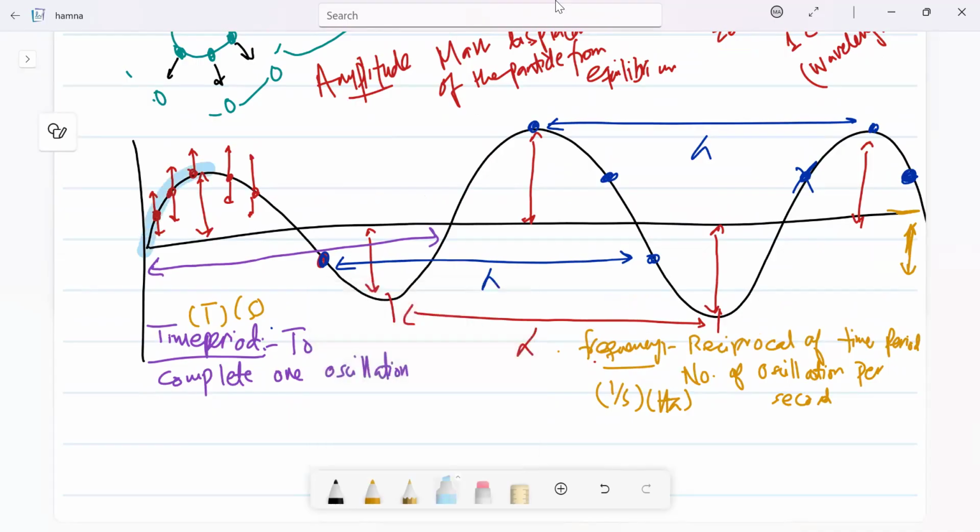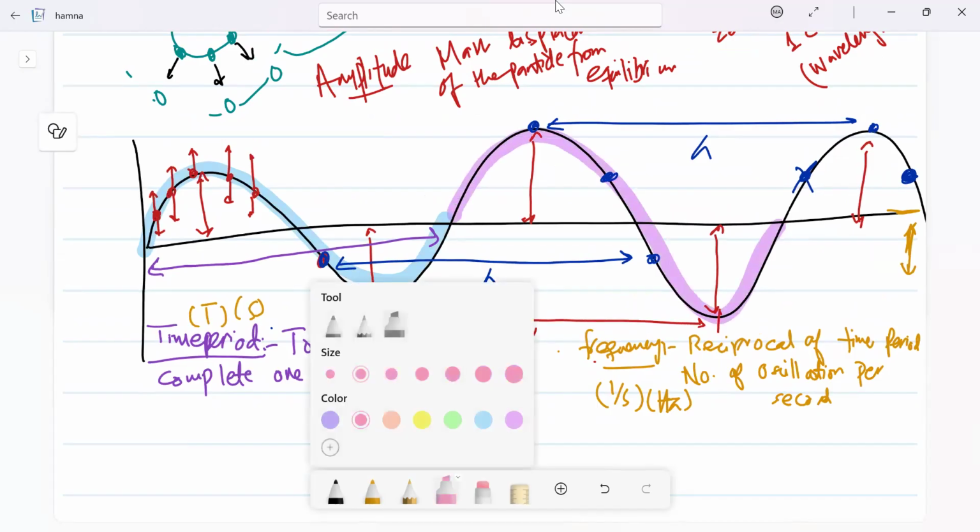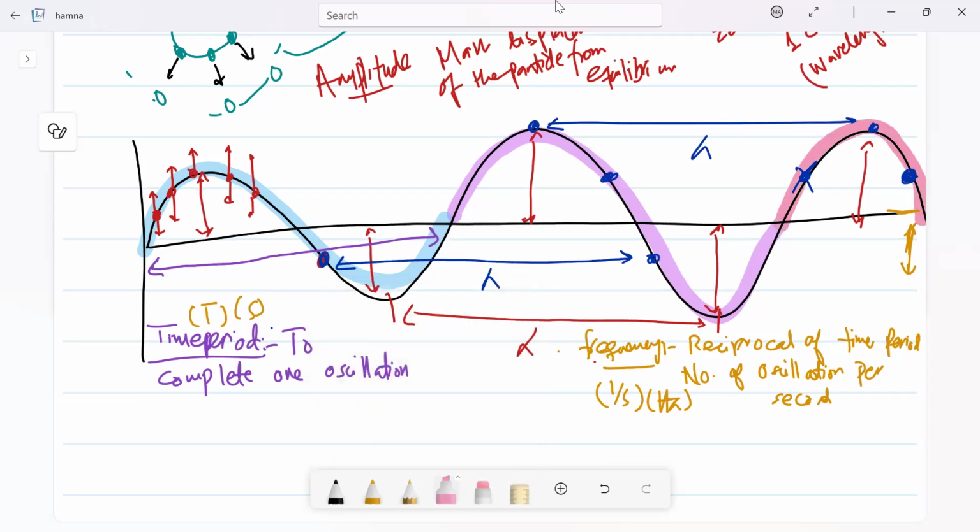3. 1, 2, and a half. So how much frequency do we have? 1.5 hertz. 2.5. Okay.